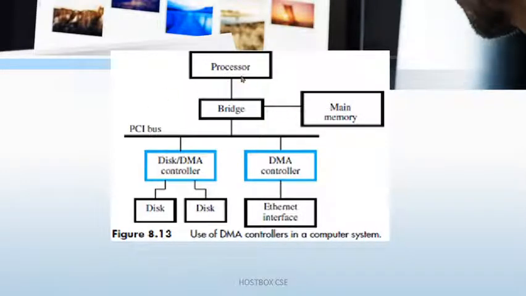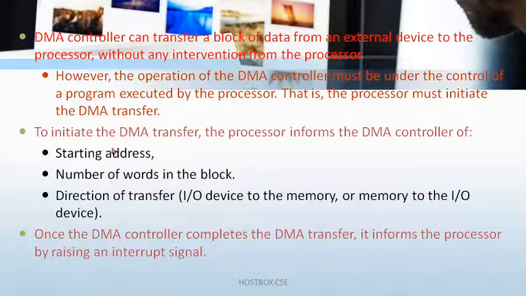This is the main memory, bridge and processor, where the PCI bus is the system bus, and you have a DMA controller with disk 1 and disk 2, and another DMA controller with the Ethernet interface. This is the use of a DMA controller in a computer system. To ensure the data transfer, the processor informs the DMA controller of the starting address, the number of words in the block, and finally the direction of transfer. Once the DMA controller completes the transfer, it informs the processor by raising an interrupt signal. Remember, the diagram is important and carries a minimum of 2 marks.